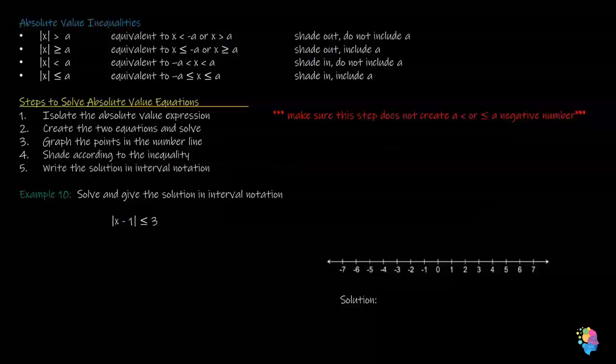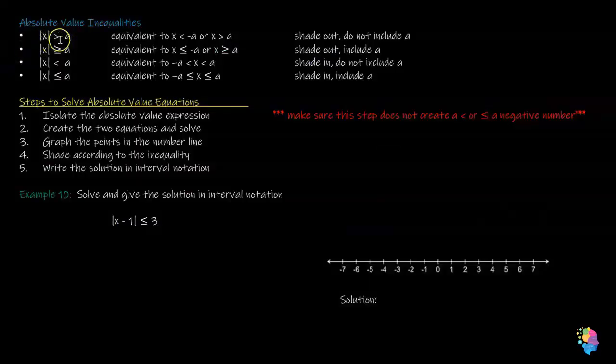So let's set up some rules for absolute value inequalities. If the absolute value is greater than A, that means that we're going to shade outside and not include A. If the absolute value is greater than or equal to A, we are still going to shade outside, but this time we do include A.